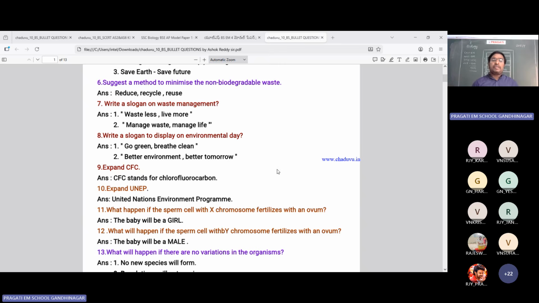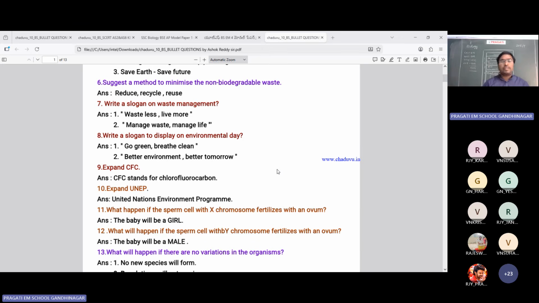And seventh question is write a slogan on waste management. So here are the 2 slogans for 1 mark: waste less, live more; manage waste, manage life. You can use these types of slogans. Okay, you can write in your own way, which should be relevant.